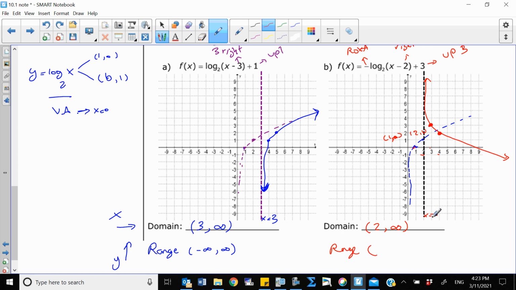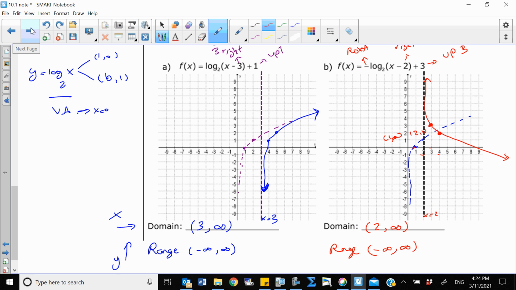For the range, again, you move from bottom to top. From the bottom side, the function is going down forever, and it's going to continue through all the y values. So it's from negative infinity. And from the top, again, it's going to continue to the top. So negative infinity to infinity.